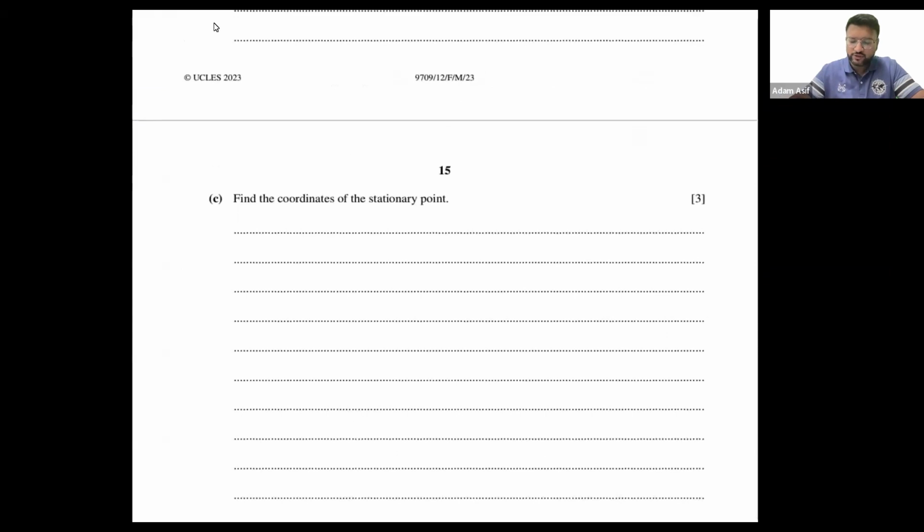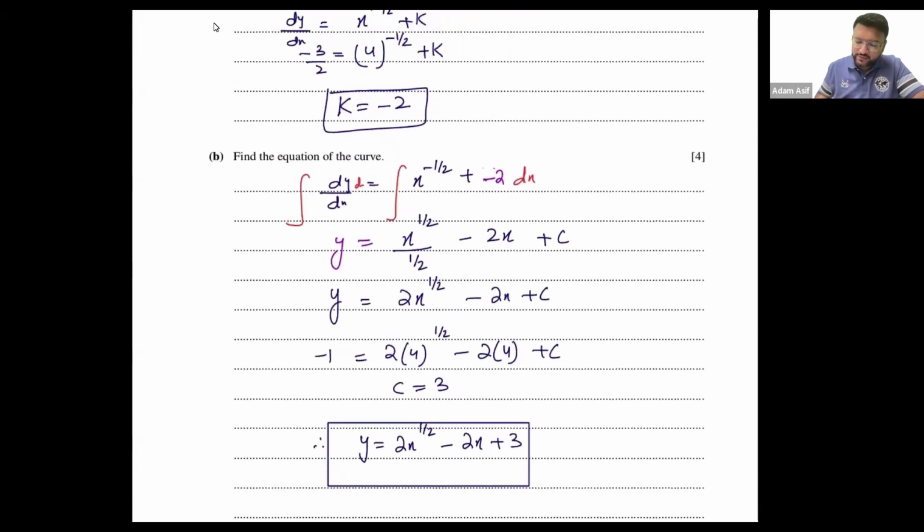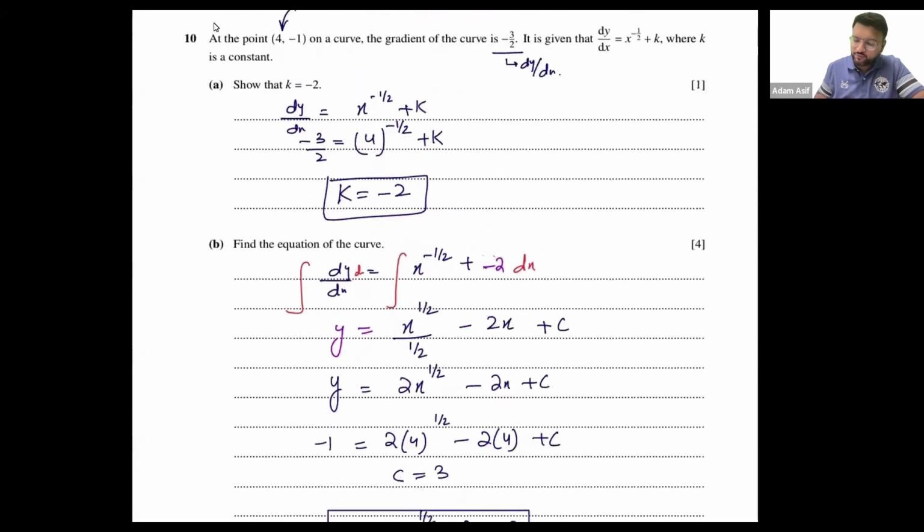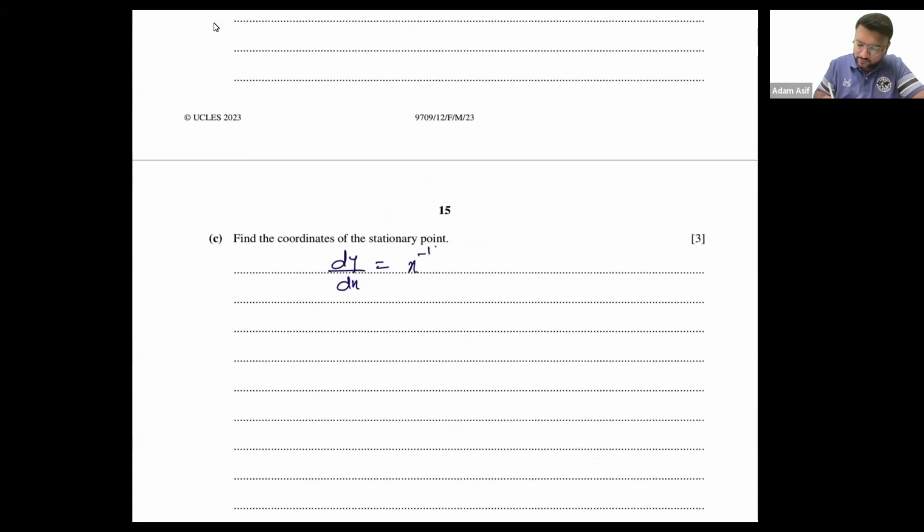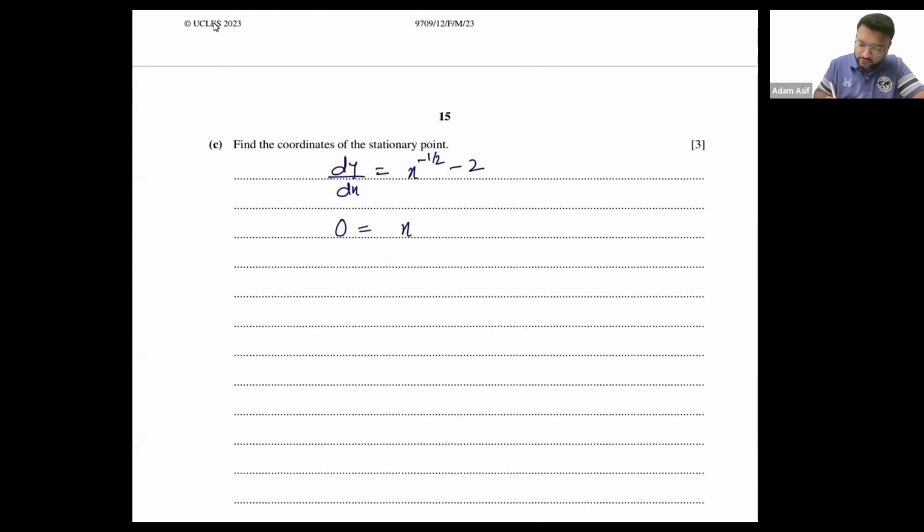Part C में find the coordinates of the stationary point. To find the coordinates of the stationary point, I'll equate dy by dx expression to 0. dy by dx का expression है आपके पास x to the power of minus half minus 2. You're going to equate this expression to 0 and solve for x. So squaring both the side will give you x की value as 1/4.